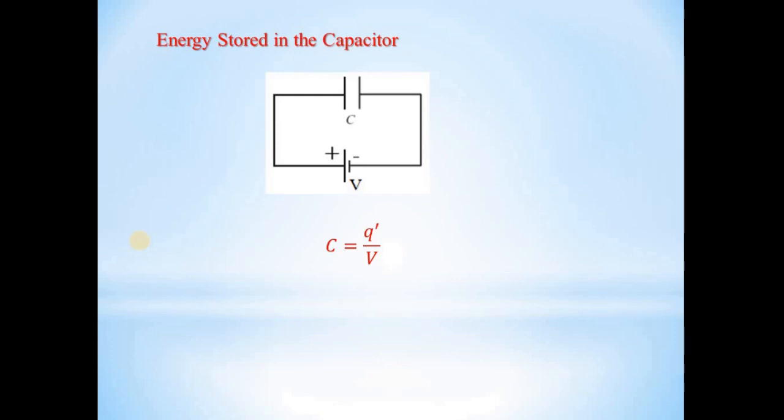Now consider a small amount of work is done if a small charge dq is further transferred between the plates. Therefore, that small work done dW is equal to V dq. From the above equation, V = Q'/C. Therefore, that small work done dW = V dq = (Q'/C) dq. Now, the above equation is for the small work done due to the small charge dq.